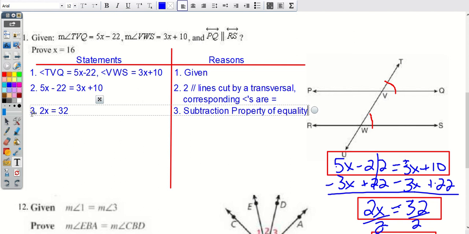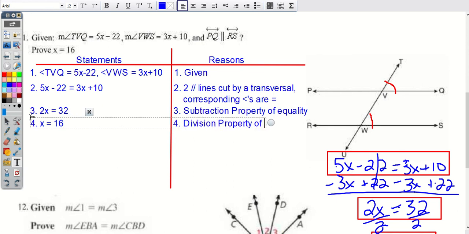And it doesn't really matter which one you use, because technically you could say I added a negative or subtracted a negative to get a positive. And then the last step should be x is equal to 16, because that was the proof statement. And this one is going to be the division property of equality.